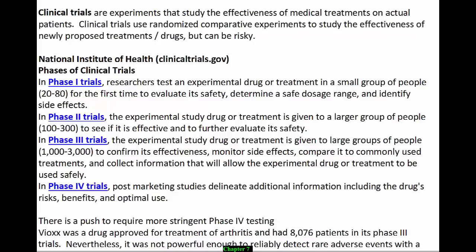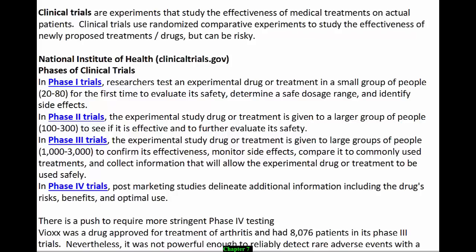After Phase 2, you're ready to go into your very large Phase 3 trial. This is the trial right before the drug gets approved or disapproved by the FDA. This is the one that you report all your final results from. This one's given to the largest group of people to confirm its effectiveness, monitor for side effects, compare it to commonly used treatments, and collect information that will allow the experimental drug or treatment to be used safely.